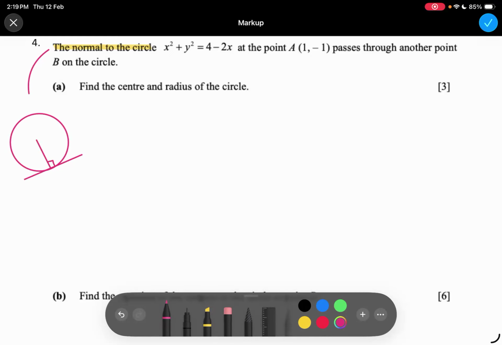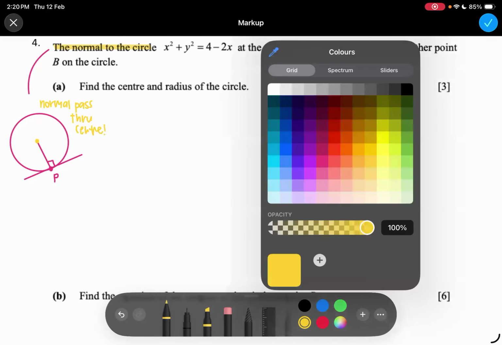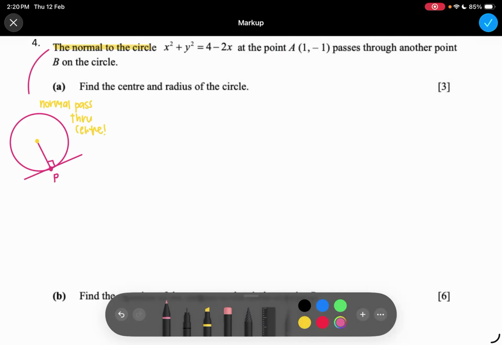First thing you need to know is the tangent and the normal will meet at a point on the circle, let's say point P. Second thing that you must understand is that the normal will always pass through the center of the circle. This is a very, very important concept. Okay, so let's see this one here.